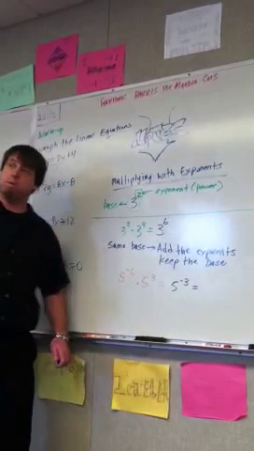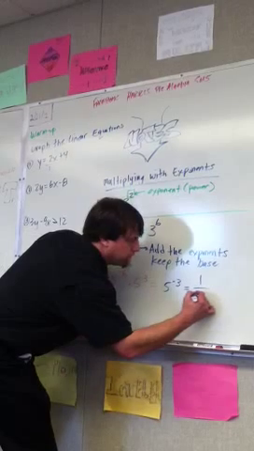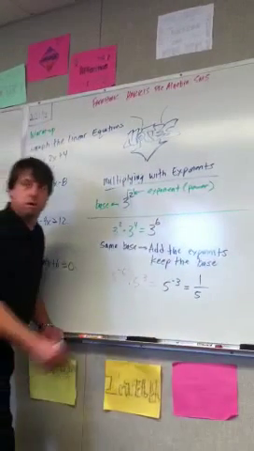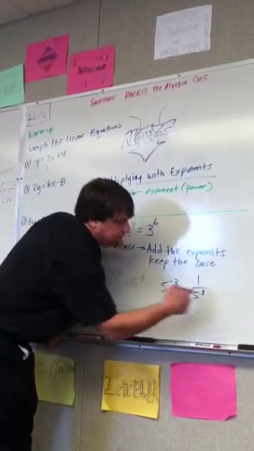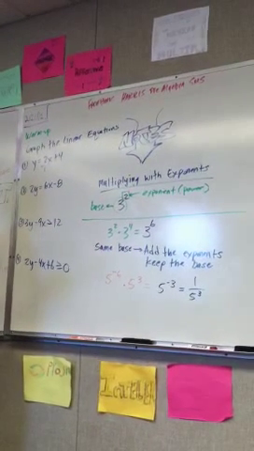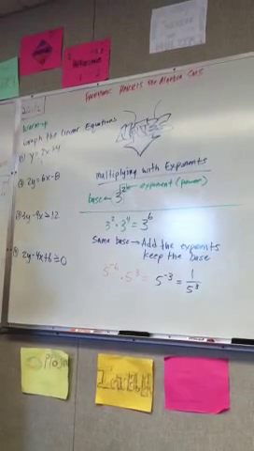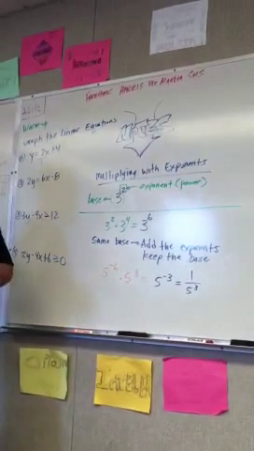5 to the negative 3 is equal to? 1 over 5 to the 3rd. Now I'll accept that answer. That's fine. You do not have to multiply your powers out, okay? Unless it says multiply your powers, you do not have to. Let's try one more sample problem like this.